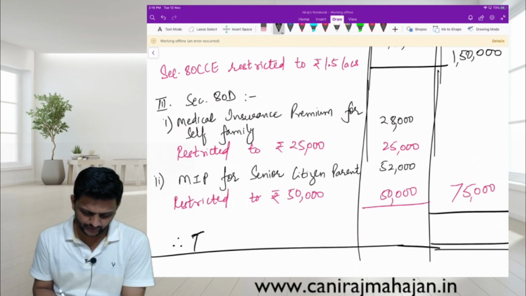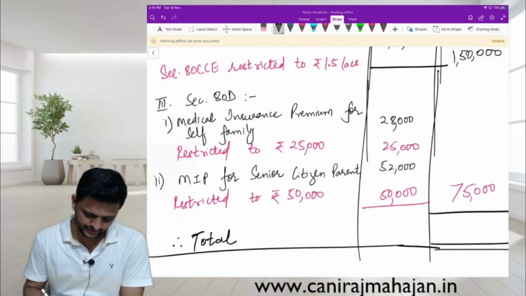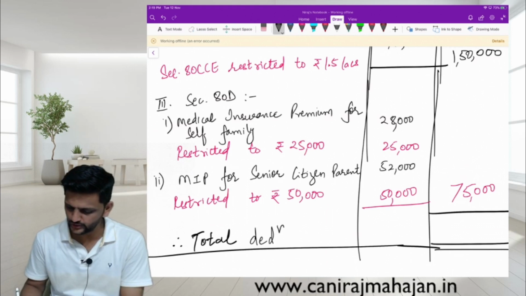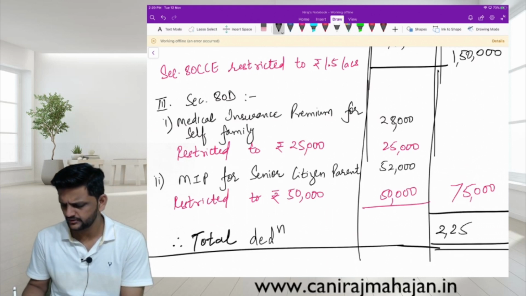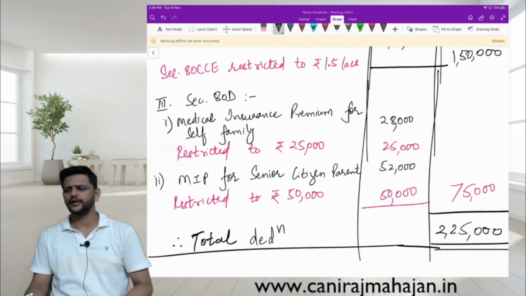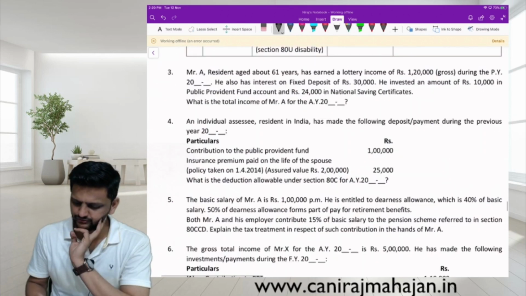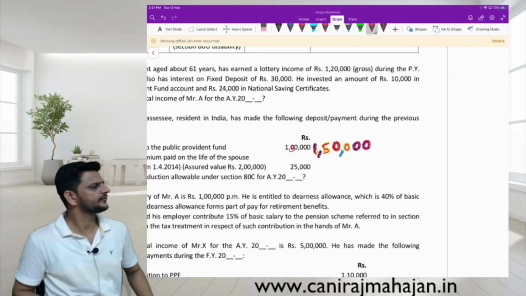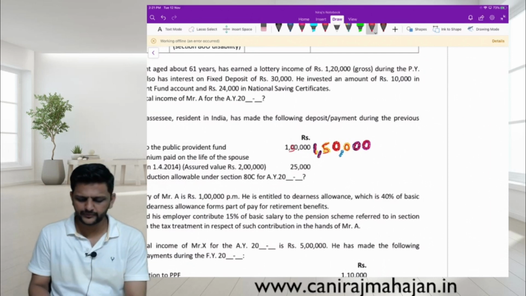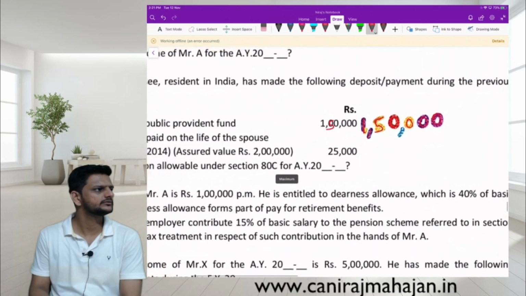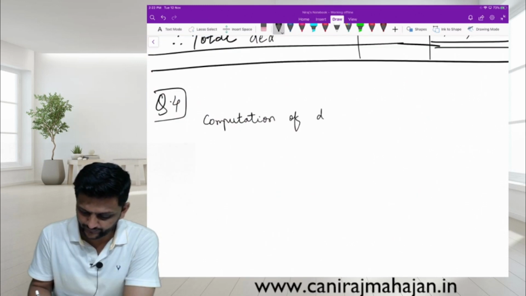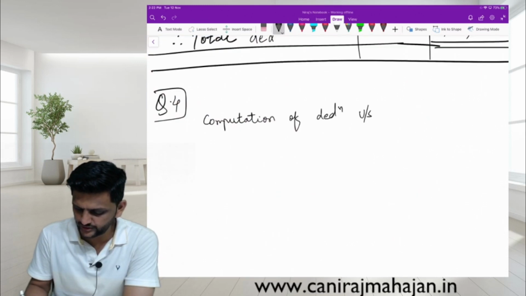Therefore, total deduction is how much? 2 lakh? 2,25,000. Yes. Question 4, if it is not in the textbook, make it 1,50,000. Then we'll solve. In the section 80C. Yes.